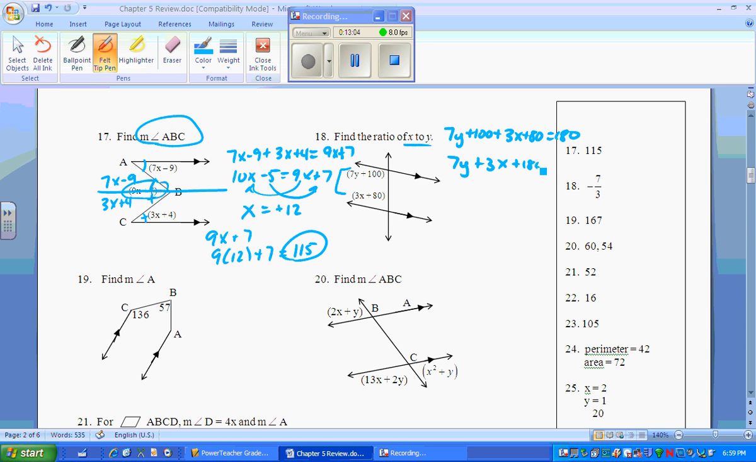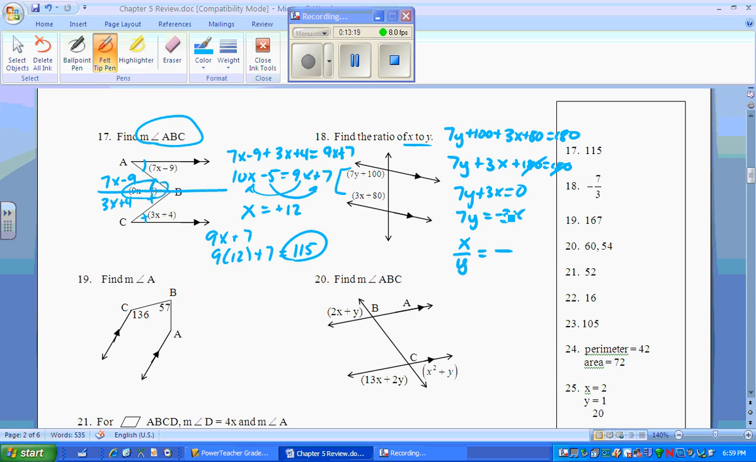7y plus 3x plus 180 equals 180. Let's get the numbers together. Whoop, they cancel out when you bring it over. 7y plus 3x equals 0. Can't do a ratio until they're on different sides. Minus it over.